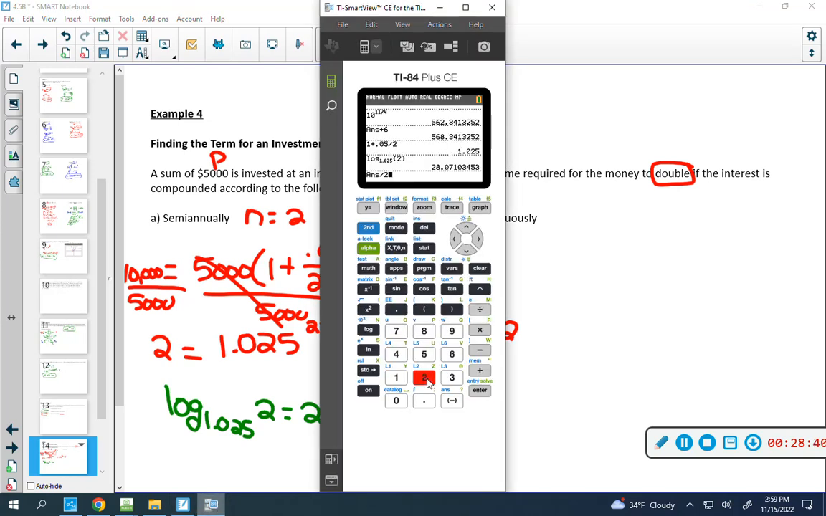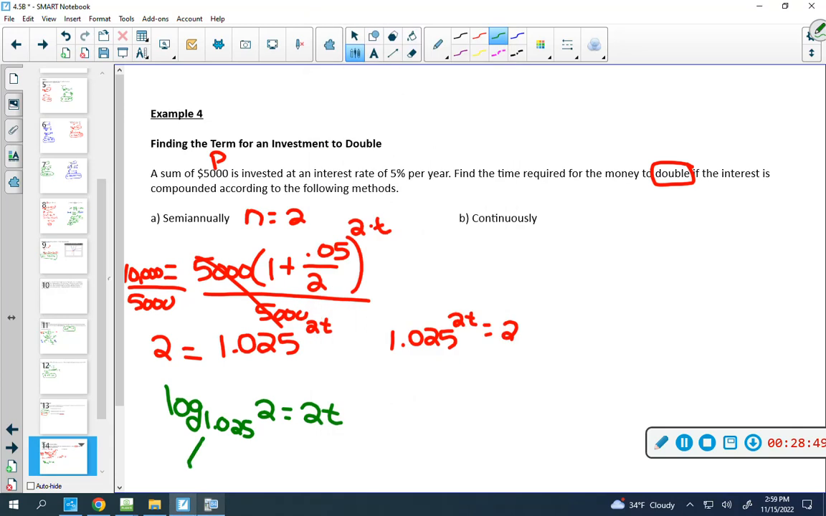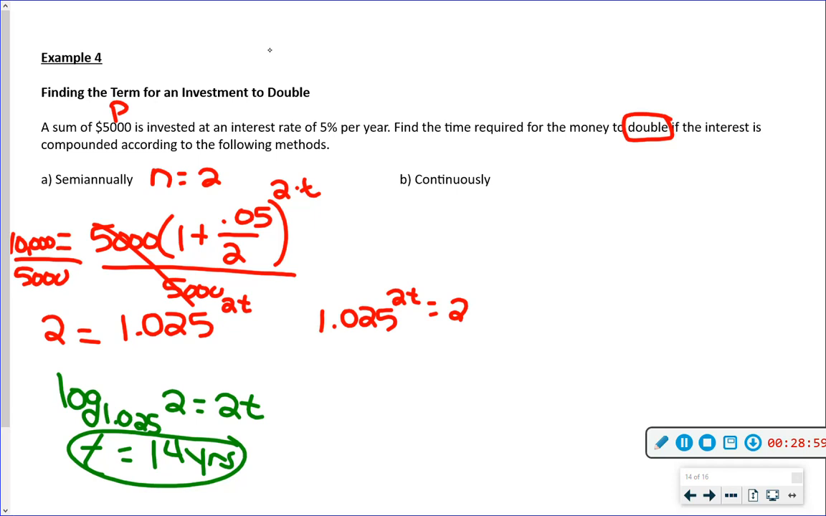And it didn't say what to round to. Oh, let's just make it easy. I'm going to say 14. 14 years. So this is why I said it's important that you identify what form you are in. I was in exponential like yesterday, so I had to convert to logarithmic. And then of course vice versa.